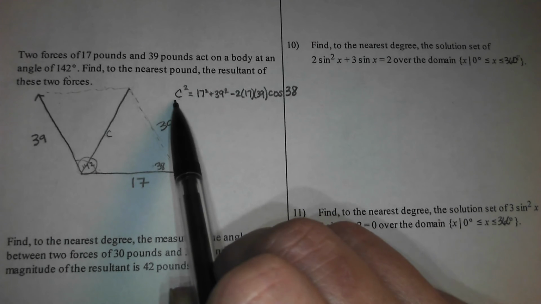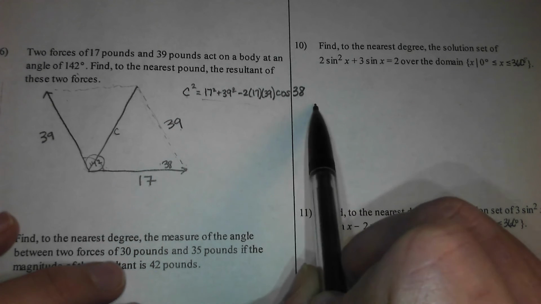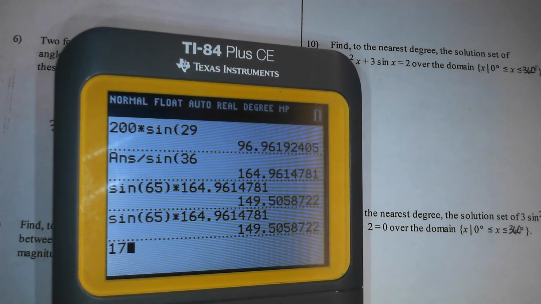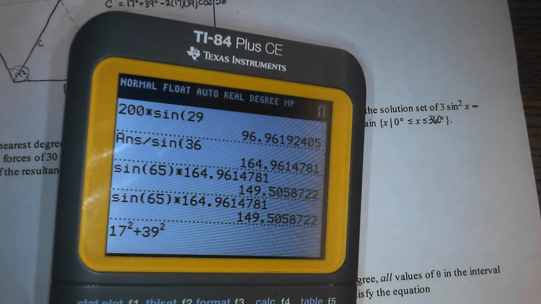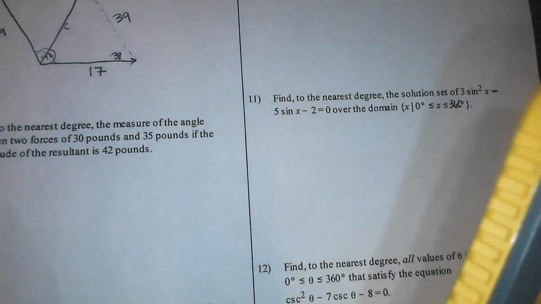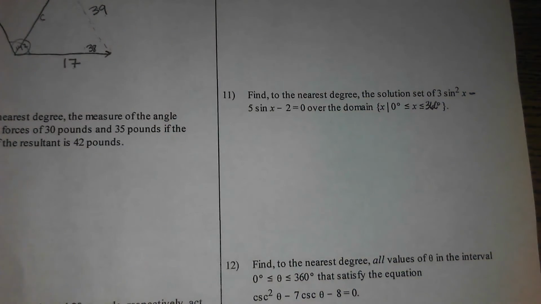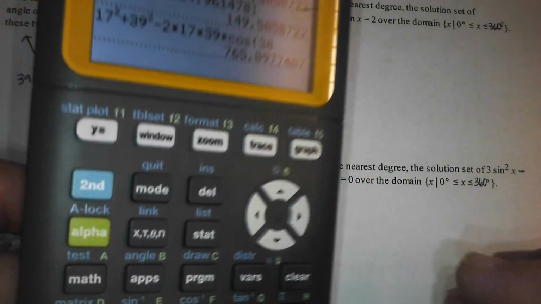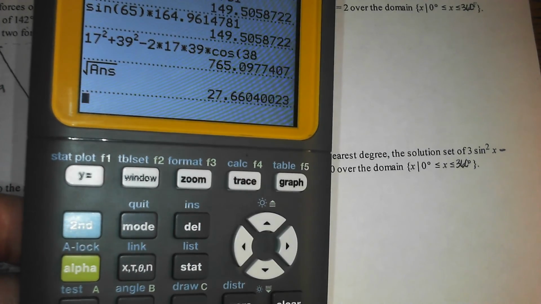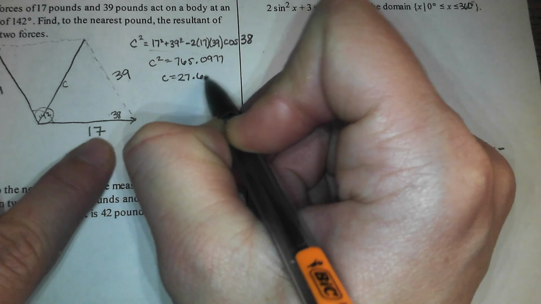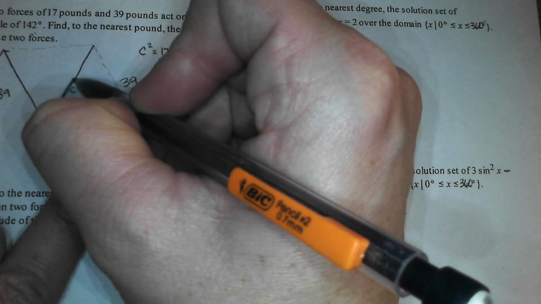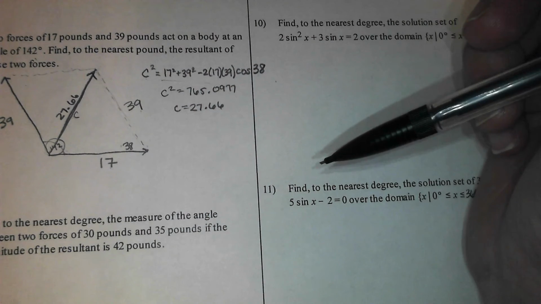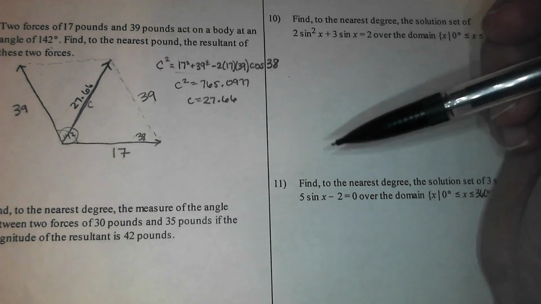And because the variable we're solving for is already by itself, we just type all this in and take the square root of it. So 17 squared plus 39 squared minus 2 times 17 times 39 times cosine 38. So c squared equals all of that. And then square root both sides. 27.66. So C equals 27.66. That's your force. And that was the question. So we can be done from there. Right, we'll say 28.